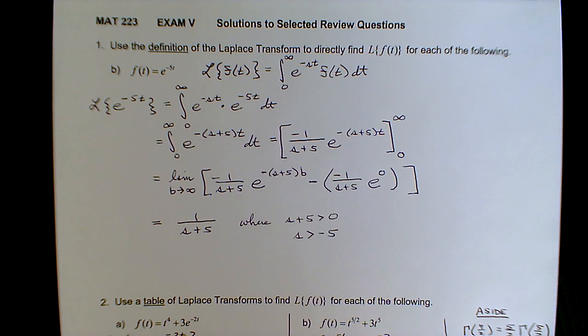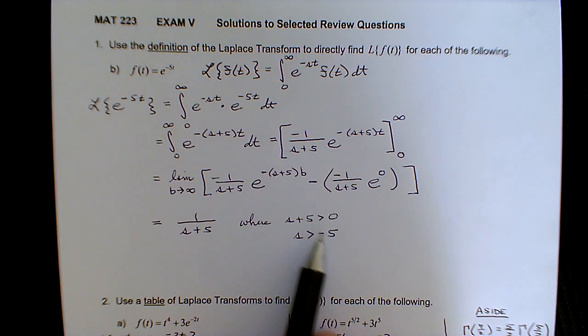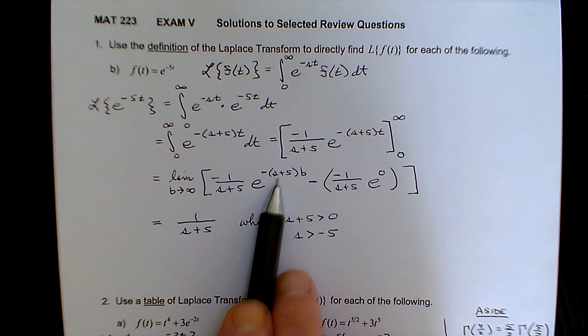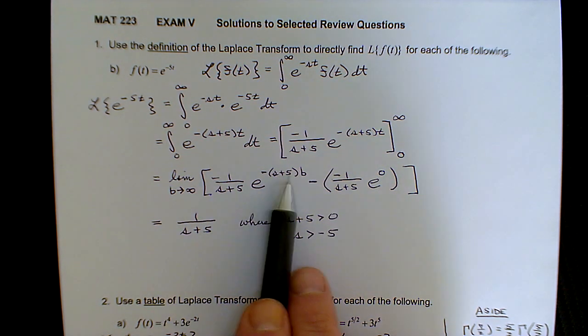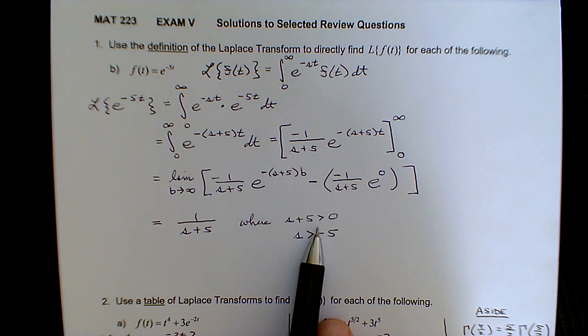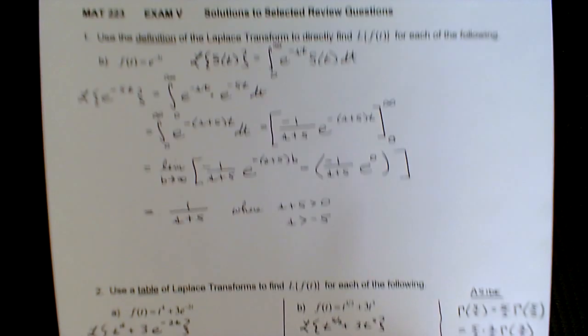Okay, so there's the formal solution. One thing to note here: you do have to make this statement, because in order for this first term to go to 0 as b tends toward infinity, s plus 5 has to be a positive number. So you do have to make the statement at the end that s plus 5 has to be greater than 0, and therefore s is greater than negative 5 in this case. So make sure you include that when you solve the problem.